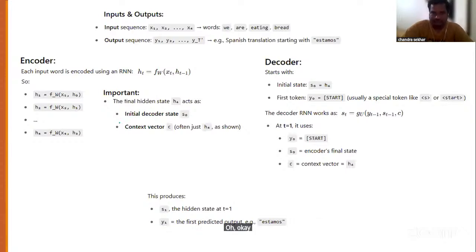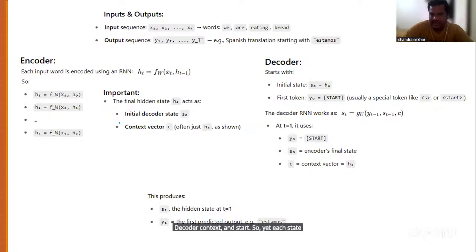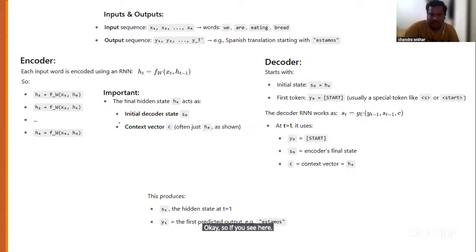Got it? So here the encoding is over, and here the decoding is going to start. These are the initializers: decoder state, decoder context, and start. At each state, it will take these three values, do some operation, and give the output. So S(t) is computed from Y(t-1), S(t-1), and C, which we give to some operation to get S(t).